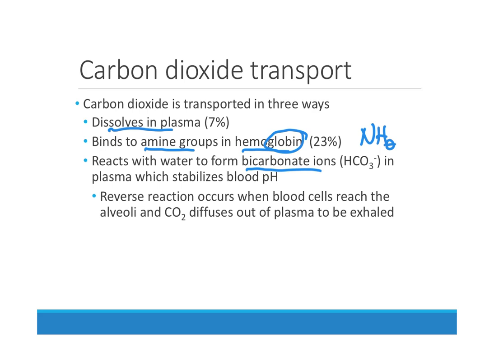The bicarbonate ion is really important to stabilize blood pH, because as that carbon dioxide from active cells is getting dumped into the bloodstream, the pH will tend to drop because of the production of carbonic acid, and the bicarbonate ion then helps buffer that. It helps to keep the pH more neutral. When blood cells reach the alveoli in the lungs, they do the reverse reaction. So the bicarbonate ions will turn back into carbon dioxide, and then that carbon dioxide can diffuse out of the plasma to be exhaled out of the body.